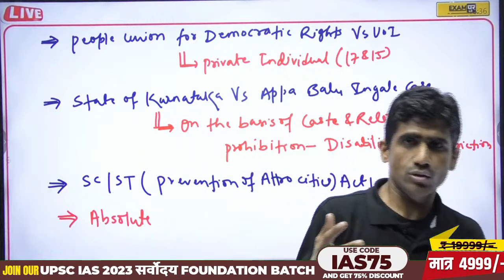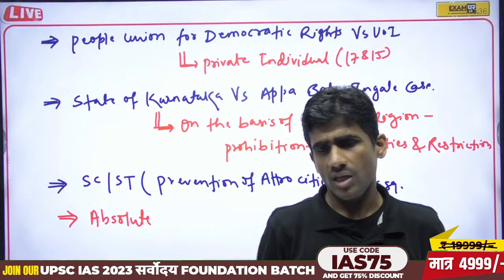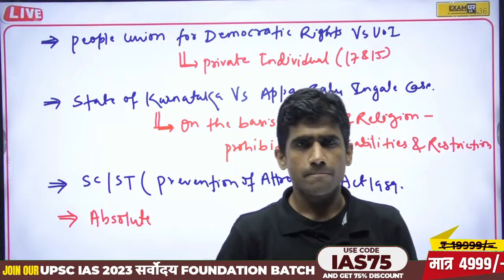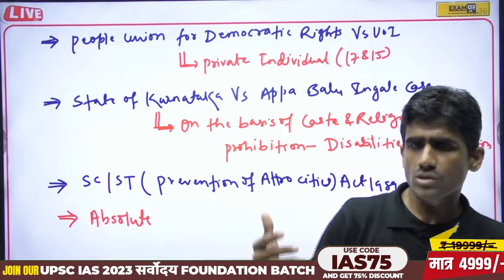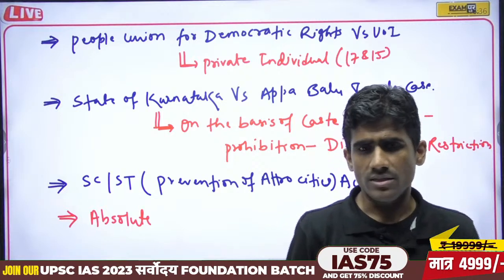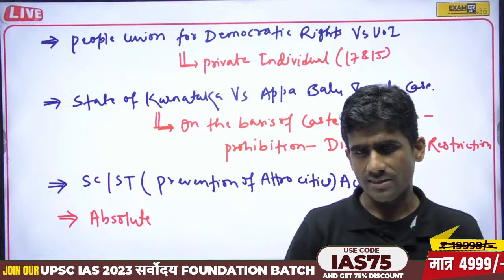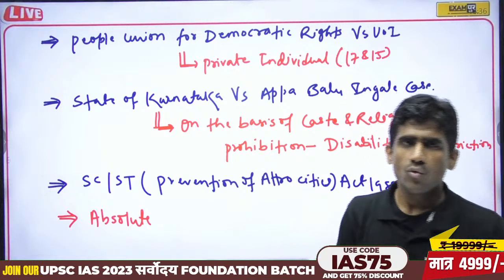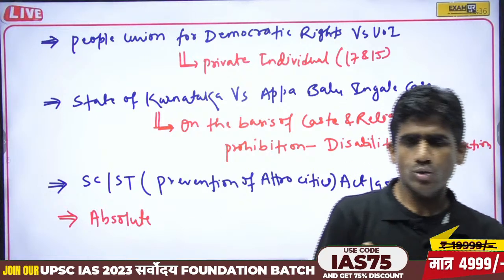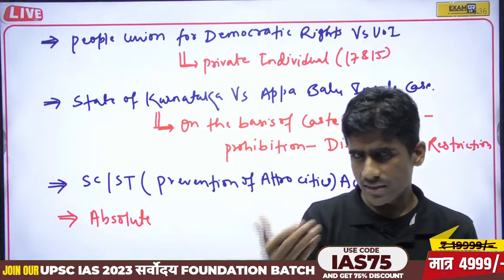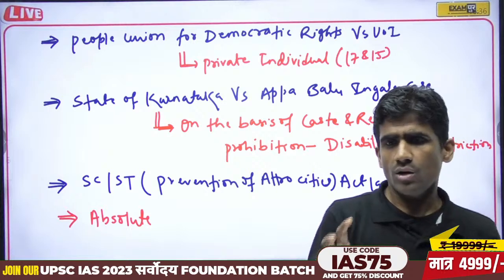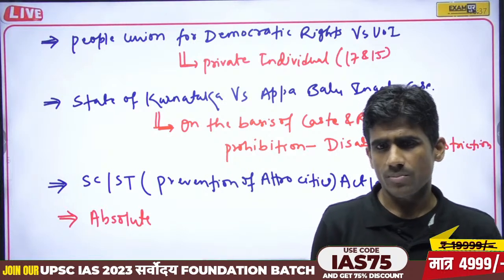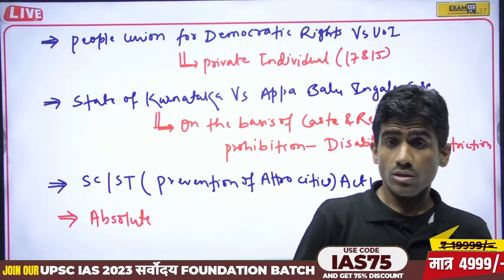So if I ask the question, it's Article 17. If we make some provisions against untouchability, if we make laws against untouchability, for example, the Protection of Civil Rights Act, that means we are trying to establish the right to equality. Because if you practice untouchability, that means you are discriminating against someone else.